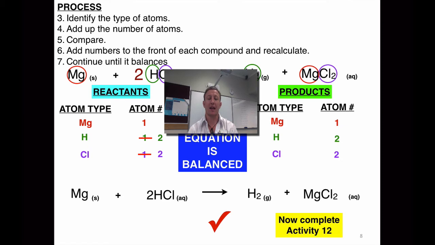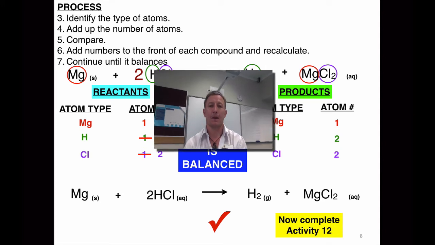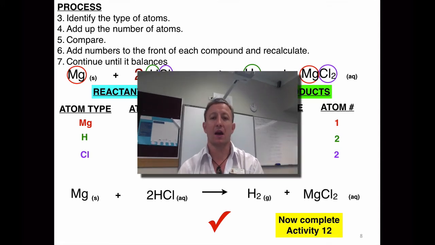Basically, in order to get the reaction to work, I need 2 lots of hydrochloric acid to join with 1 lot of magnesium. Okay, I hope that makes sense. I know it's complicated and it may require you to run through it a couple of times just to clarify things. But if you feel confident, have a go now at activity 12.